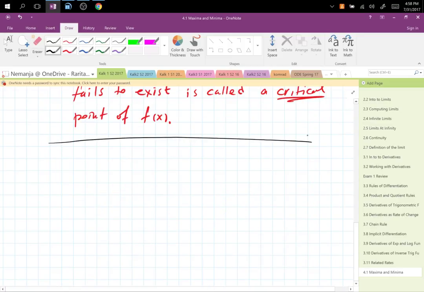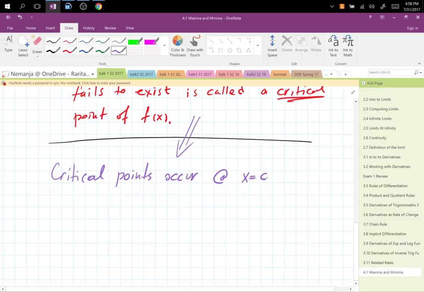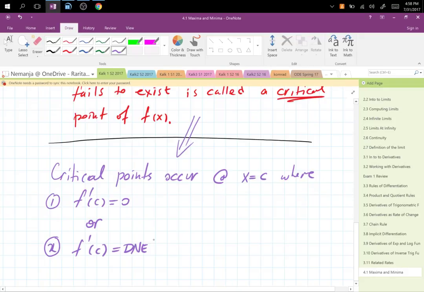So what this theorem says is critical points occur at x equals c, where number 1, f prime of c equals 0, or number 2, f prime of c does not exist. So that's what the theorem actually says, the definition.